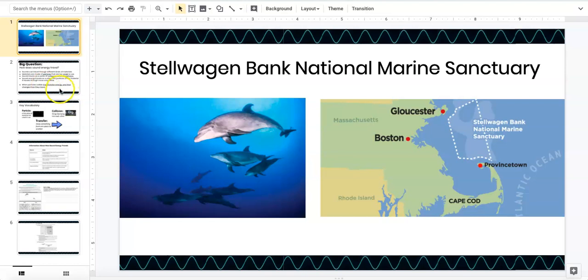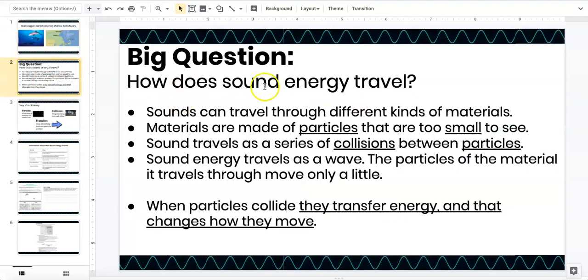Let's go ahead and get into it by looking at our big question. The big question is the same. How does sound energy travel? And this is the question we're pretty much going to answer in our assessment tomorrow. So as we've been talking about and learning these bullet points, these are the bullet points that are actually going to help us answer this question on tomorrow's assessment.